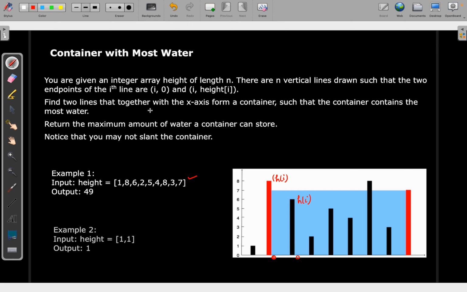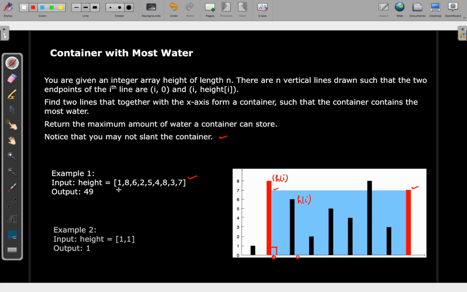Find the two lines that, together with the x-axis, make a container such that the container contains the most water. So here you can see, this is the x-axis, and these two vertical lines are making a container, and this container has the maximum water. Notice that you may not slant the container. We want the container to be 90-degree vertical; there won't be any slant height.